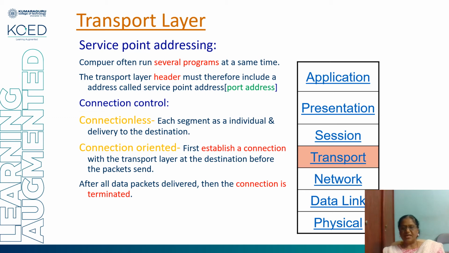Whereas UDP is connectionless delivery. It will not establish any connection. As and when it receives a packet, it transmits through any one of the outgoing links. There is no acknowledgement in the case of UDP. In connection oriented service, there are three phases, namely connection establishment, data transfer, and then connection termination.